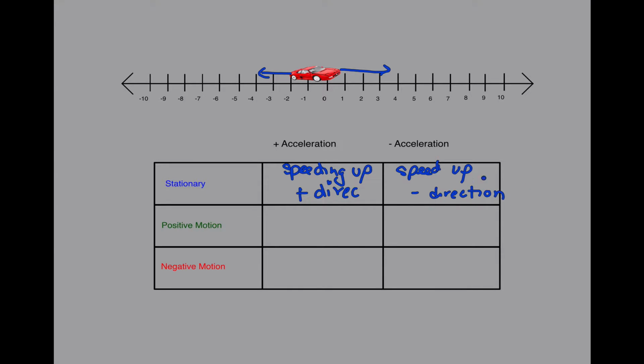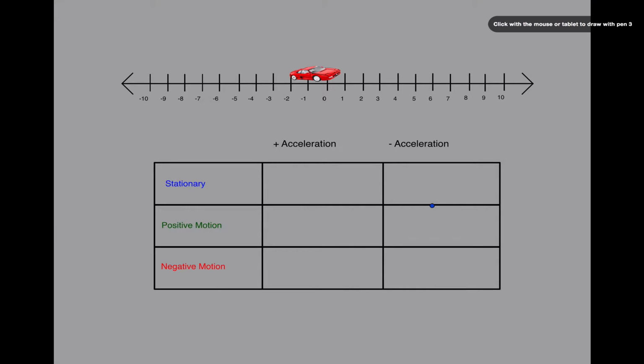Now things are going to get a little bit tricky. I do have to clear the screen because of the arrows. I don't want to get the arrows confusing. So please make sure you have these written down in this table in your notes. Speeding up positive, speeding up negative. I'm going to fill them in a little bit later, but as we go, I'm going to erase a bunch of times. Okay?